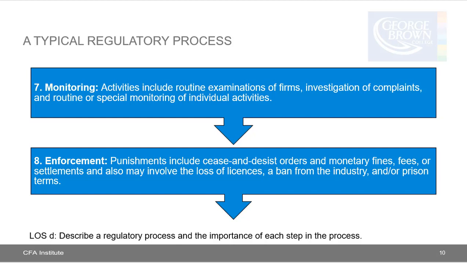Step number 8 is enforcement. Punishments include cease and desist orders and monetary fines, fees, or settlements, and may also involve the loss of licenses, a ban from the industry, and/or prison terms. So that's the important thing to understand about laws, is that if you break the law, punishments can include and lead up to prison.